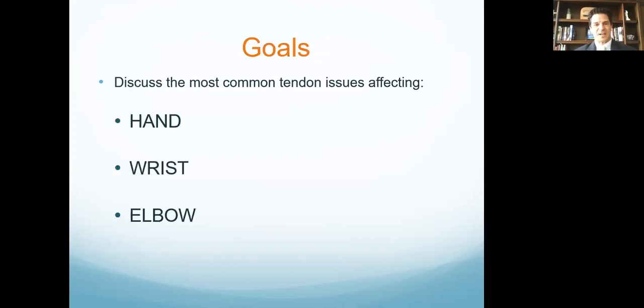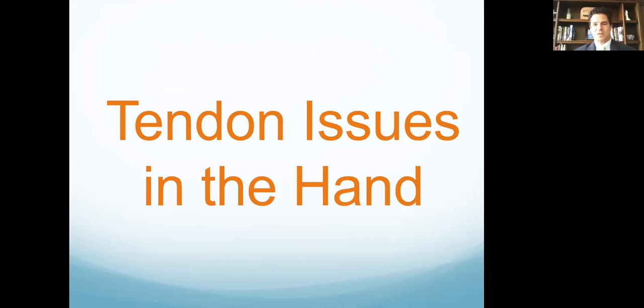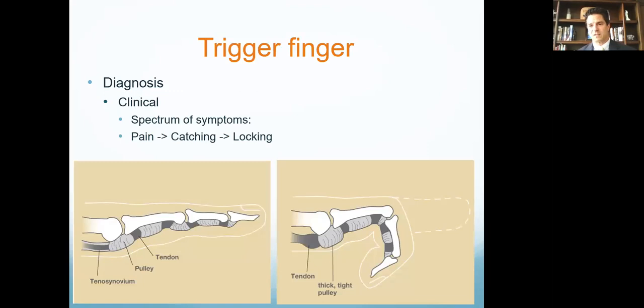So again, our goals today are going to be to discuss the most common tendon issues that I see regarding the hand, wrist, and elbow. And we'll start off with the hand. By far, the most common tendon issue that I see in the hand is something called a trigger finger.